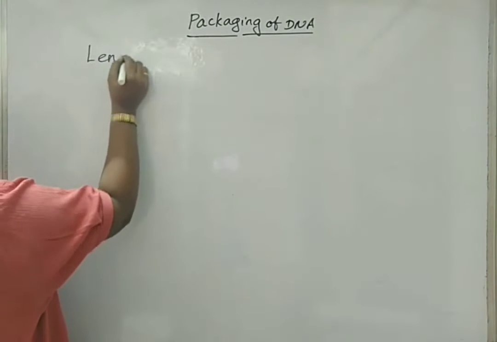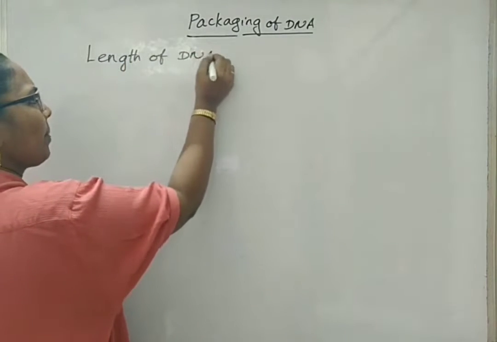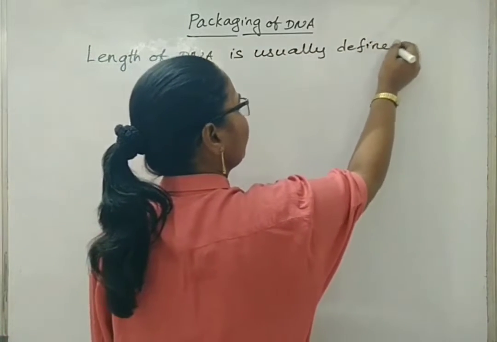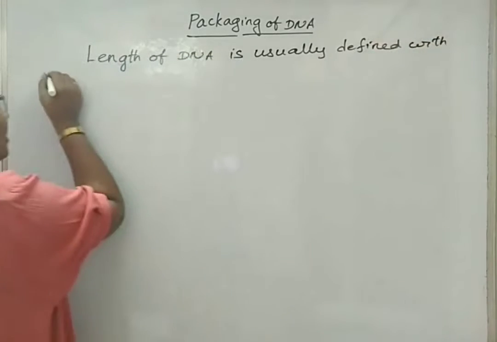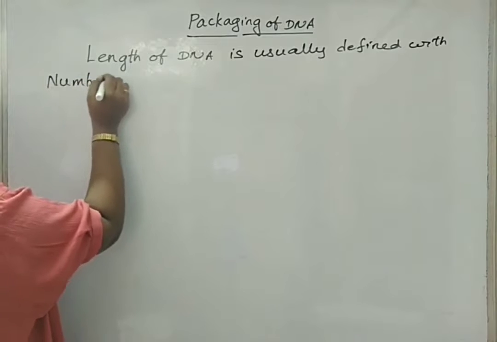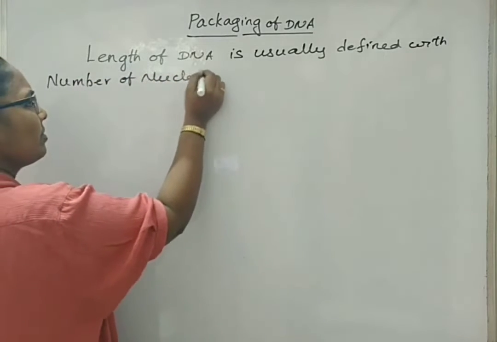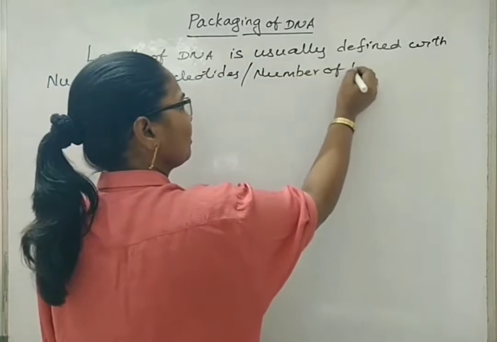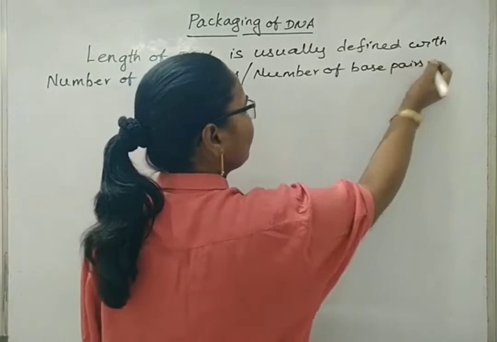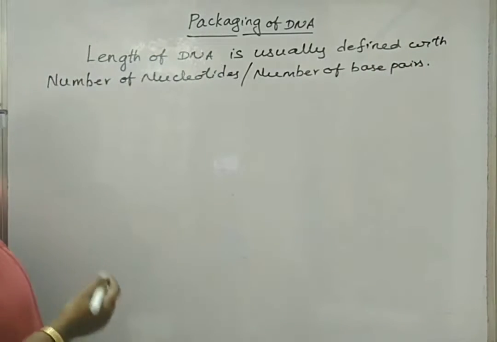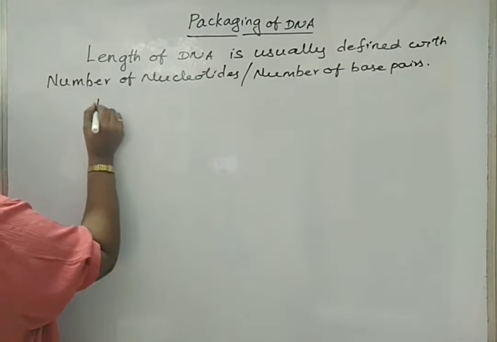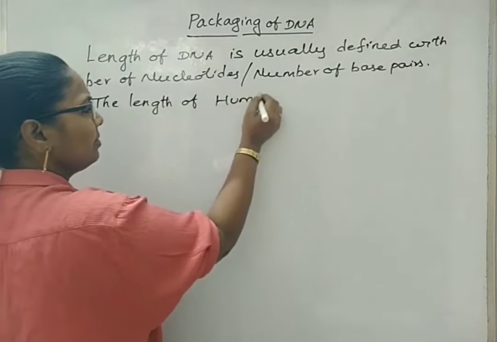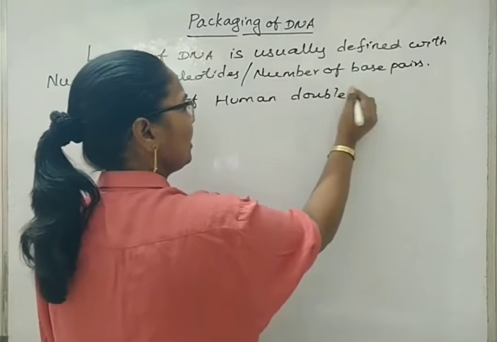So, the length of DNA is usually defined with the number of nucleotides or the number of base pairs. For suppose, the length of human double-stranded DNA.